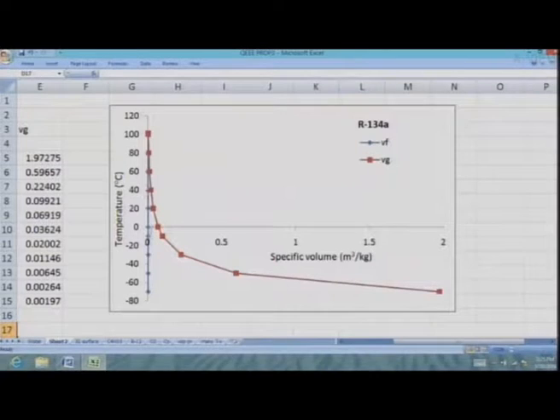On the y-axis is temperature in degrees Celsius. The x-axis is specific volume in meter cube per kg. These are real numbers. Now what you see is that this line here going all the way up, this is the saturated liquid states. And they are all pretty much like a vertical line, telling us that the specific volume change with temperature is quite negligible.